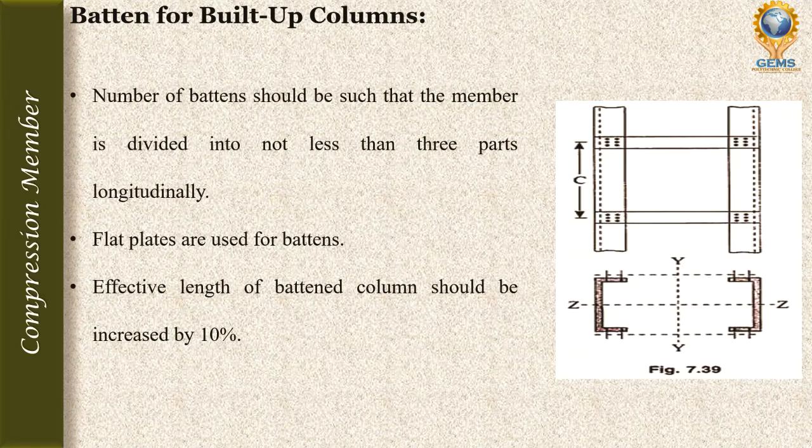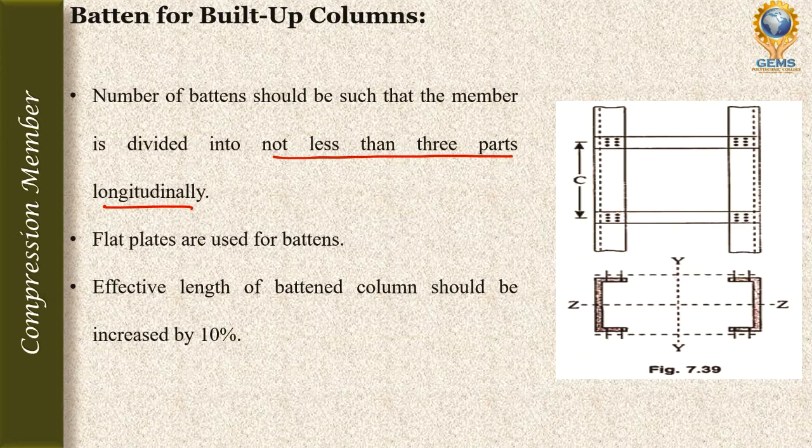Let's move to the batten for built up column. What is the general specification for the batten? The number of battens should be such that the member is divided into not less than 3 parts longitudinally. That is, minimum 4 batten plates, or minimum 2 intermediate battens and 2 end battens, should be given.